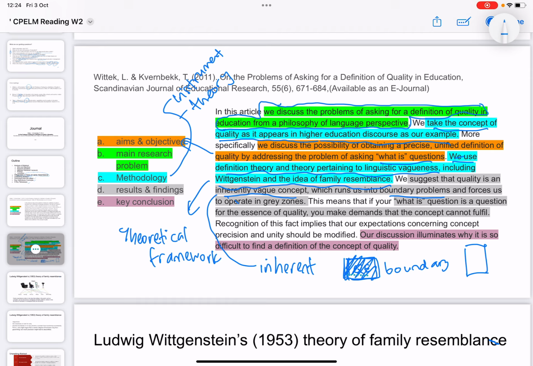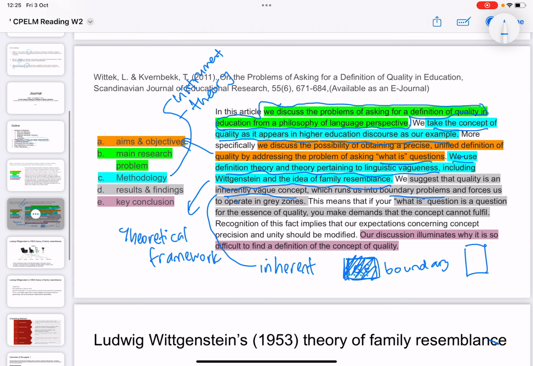This means that if your what is question is a question for the essence of quality, you make demands the concept cannot fulfill. Recognition of this fact implies that our expectations concerning concept precision and unity should be modified. Our discussion illuminates, so that's the key conclusion, why it is so difficult to find a definition of the concept of quality. And I think this is an argument you as a leader one day will make, when there's a lot of voices in the room asking how do we define quality education. I think this article is a good place to return to.